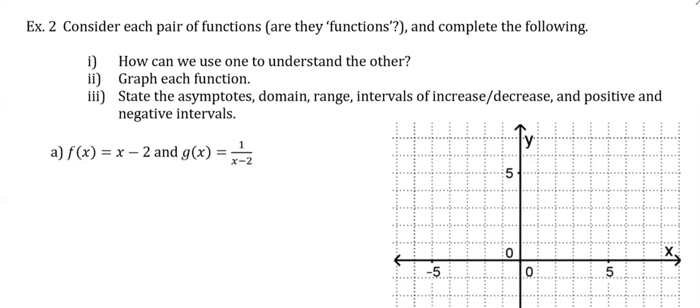So we're going to consider each pair of functions and complete the following. We're going to graph them, but we're going to graph f first, f of x, and we're going to use it to figure out what we can understand about g. We're going to use f to figure out what g is like. Okay? We're not graphing with transformations.